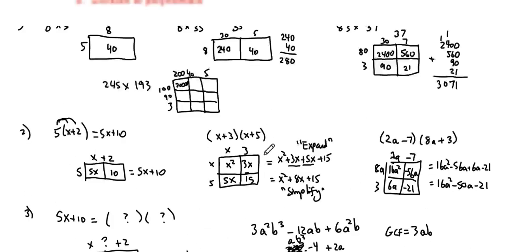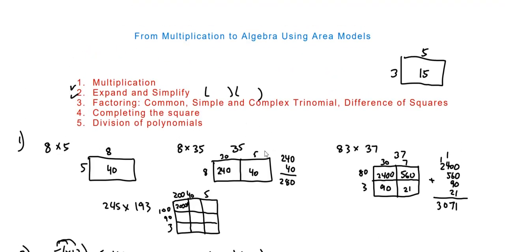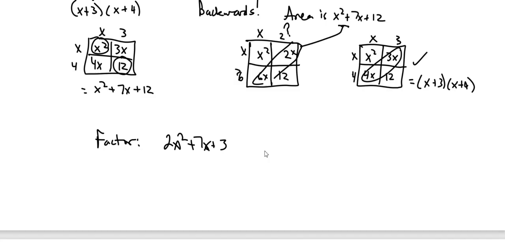Okay, so what have we done? Wow, so much. Okay, so we did all of the factoring: common, simple and complex trinomial, and difference of squares. We did all of those. Let's move on to completing the square.